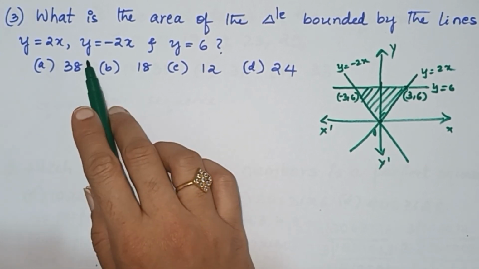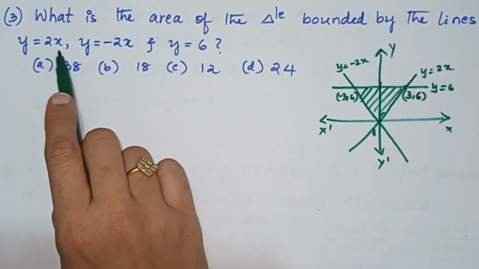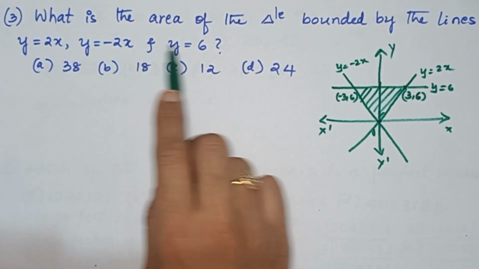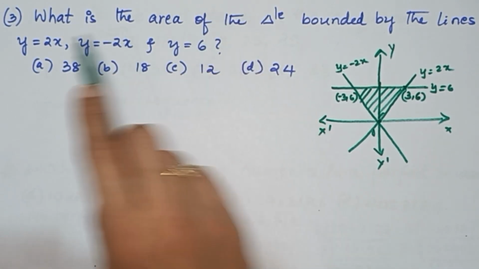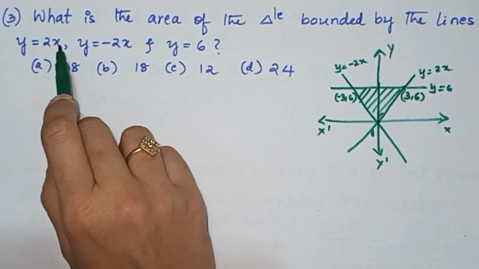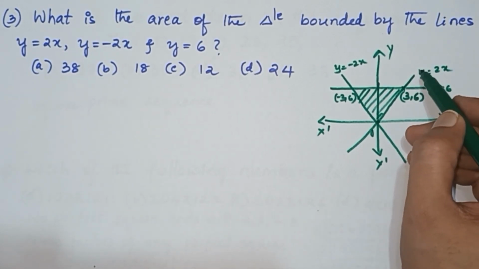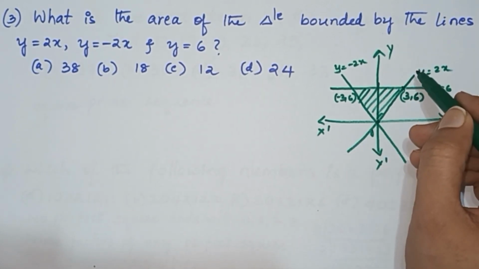Now the third question is, what is the area of the triangle bounded by the lines y equal to 2x, y equal to minus 2x and y equal to 6? First, let us draw the lines on the plane. So y equal to mx is a line passing through the origin. This is just a rough diagram. So y equal to 2x, it is this line.